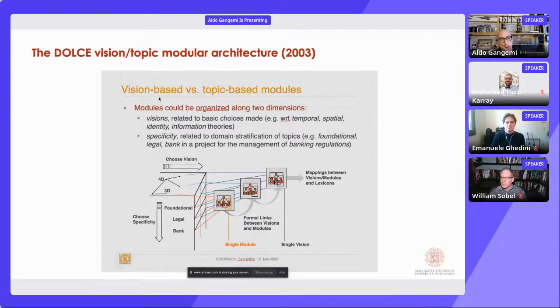So I would go back almost 20 years ago, when we wrote deliverable 18 of WonderWeb for Dolce. And there was a picture that tried to show that stratification could be seen from different perspectives. So you can choose the vision, and the vision is actually the basic choices that you are making, like what kind of time theory or spatial theory. Then you have another dimension, which is the specificity. Then you can have foundational choices, and then for example, a legal core ontology and a bank ontology. But the two things are not the same, actually. Hardly can you just use vision, the choices of what we call nowadays ontologies and patterns, to decide what the actual modularization is. That depends on many other aspects.